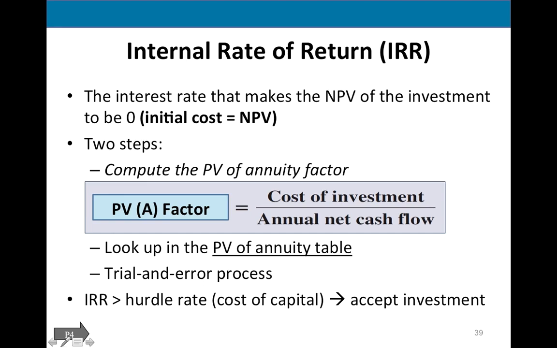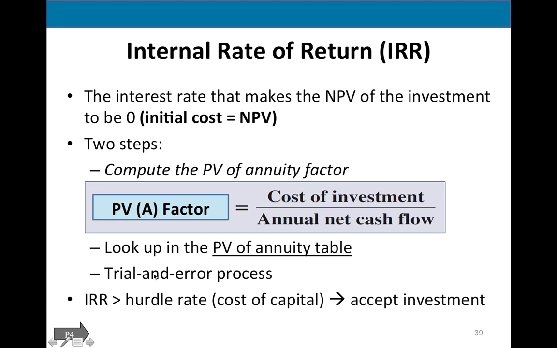It's good here to use a financial calculator, but we have to use tables sometimes. So 2 steps. Compute the present value of annuity factor. You will be given the cost of investment and the annual net cash flow. I think for this method we will assume all our net cash flows are equal. So you take the cost of the investment divided by annual net cash flow. That gives you the PV, present value of annuity factor. And then we go to table B3, present value of annuity table, and we look up that factor. We use trial and error, and we figure out what the rate is using the tables.